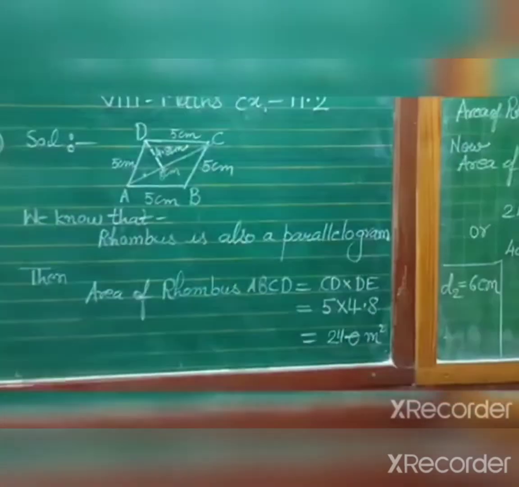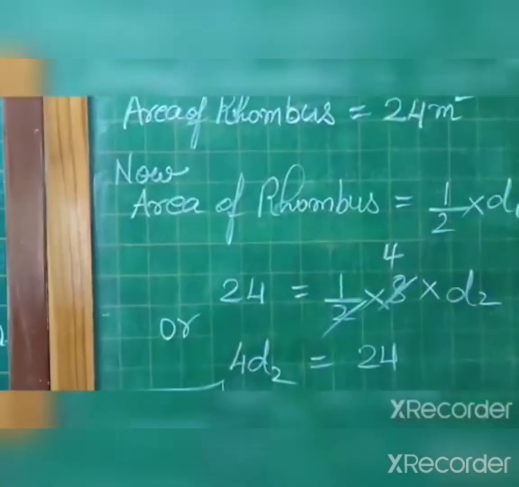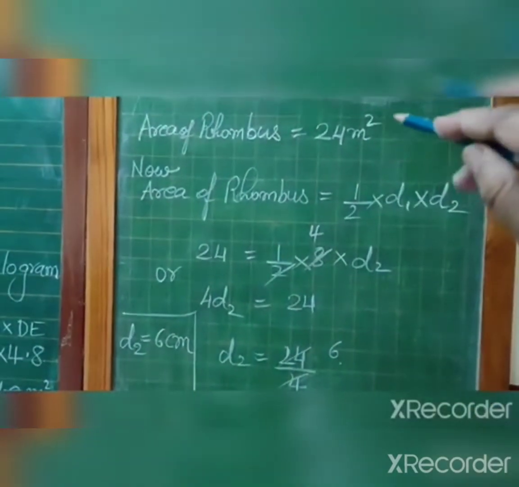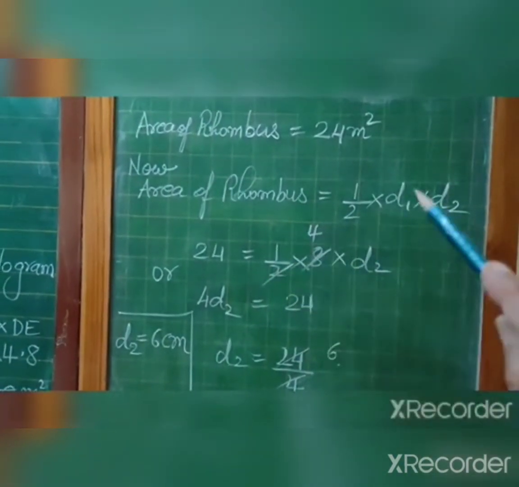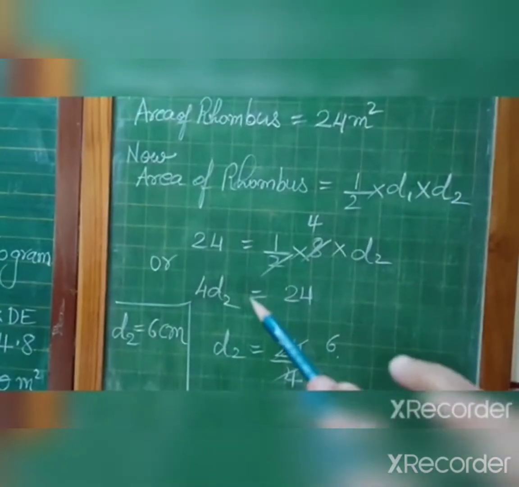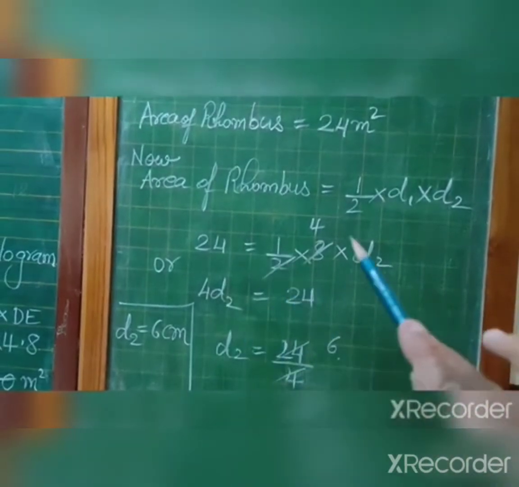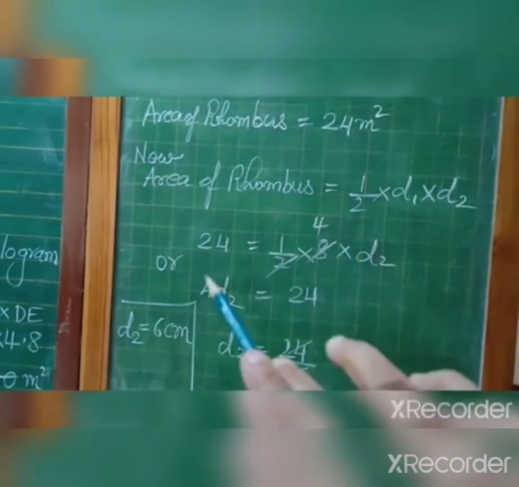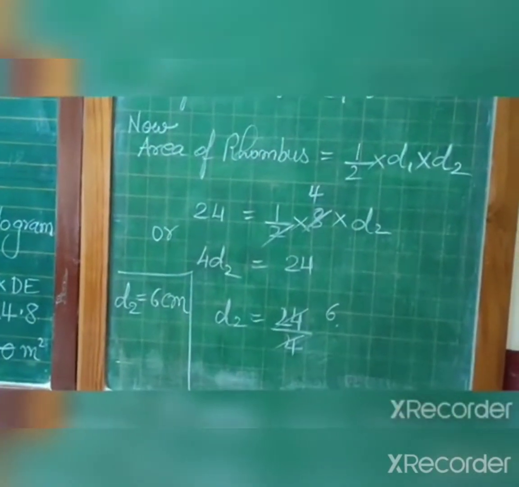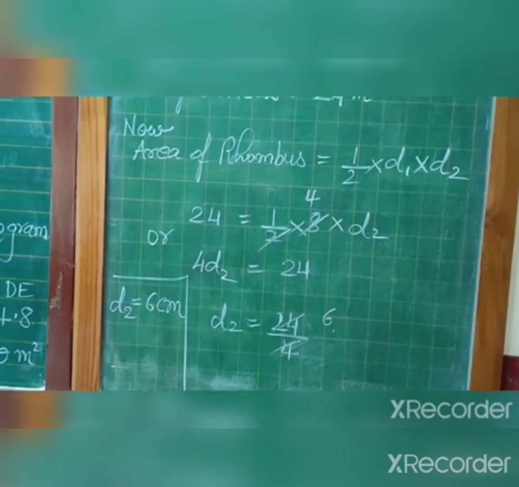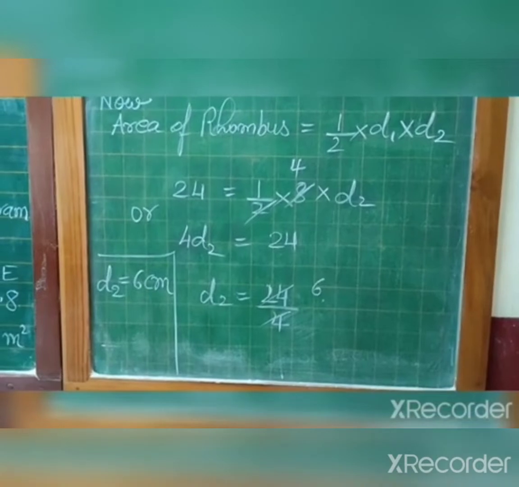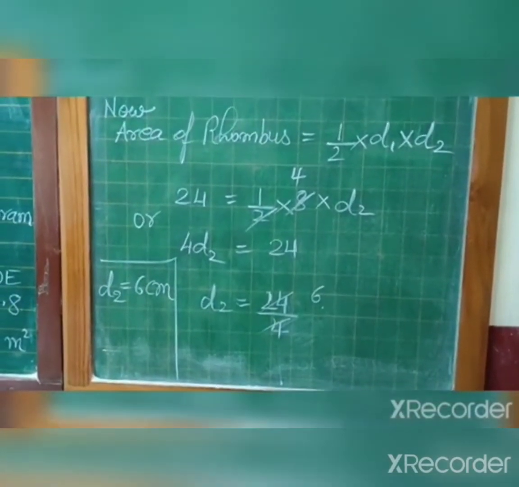Okay. Now we know that according to the formula, area of rhombus is equal to half D1 into D2. Area of rhombus we have already calculated. 24 is equal to half into D1, diagonal is given as 8, and D2. So 2 fours are 8, so we can write 4 D2 equal to 24. So D2 equals 24 upon 4, that means 4 sixes are 24. So the diagonal is 6 centimeter. If you know another way, you can solve in another way also. An alternate method you can also apply.